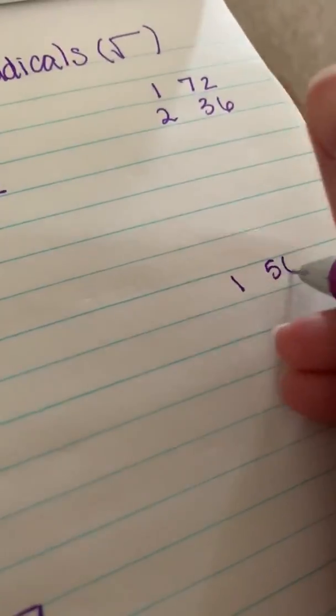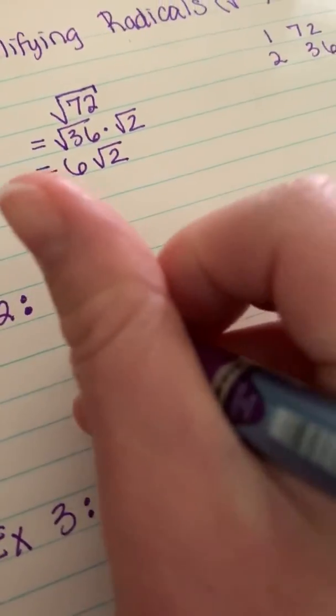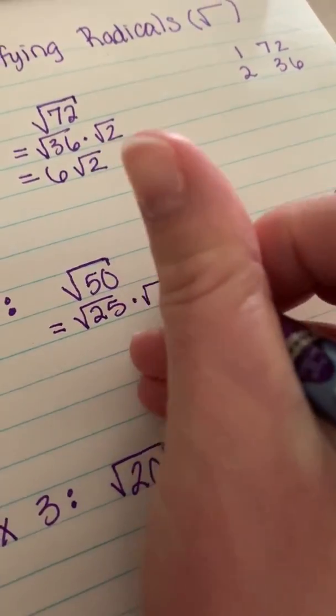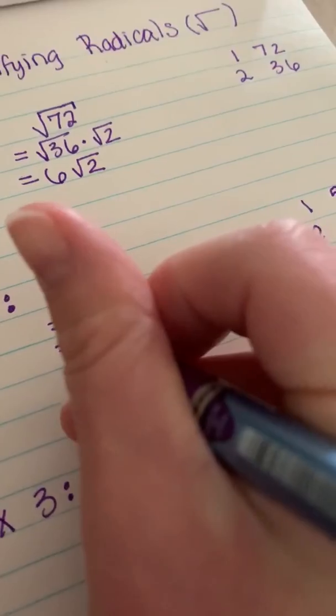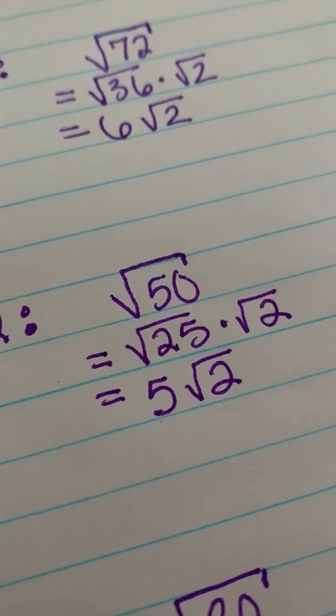All right, let's try another one. Example 2, the square root of 50. Let's start by listing factors of 50. 1 and 50. 50 is not a perfect square. If we think 7 squared is 49, 8 squared is 64, 50 is in the middle of that, it's not going to work. All right, 2 times 25. Ooh, 25 is a perfect square. 5 times 5 is 25. So we're going to rewrite this as the square root of 25 times the square root of 2, and the square root of 25 is 5. 5 times the square root of 2 is what the square root of 50 simplifies down to.